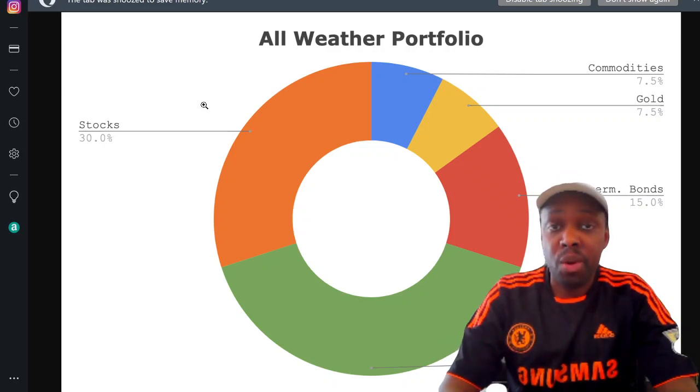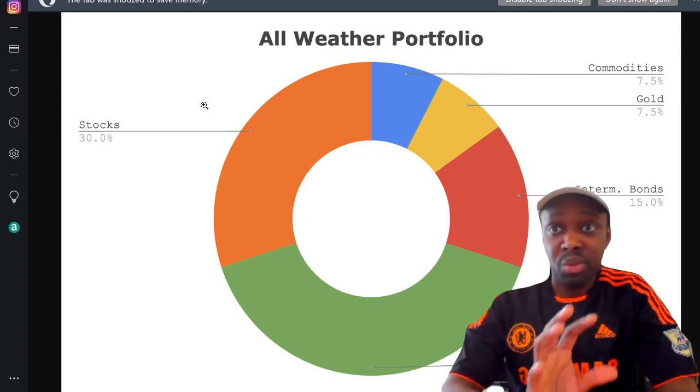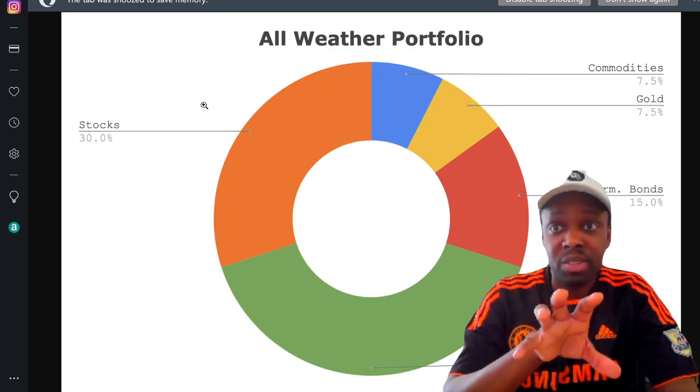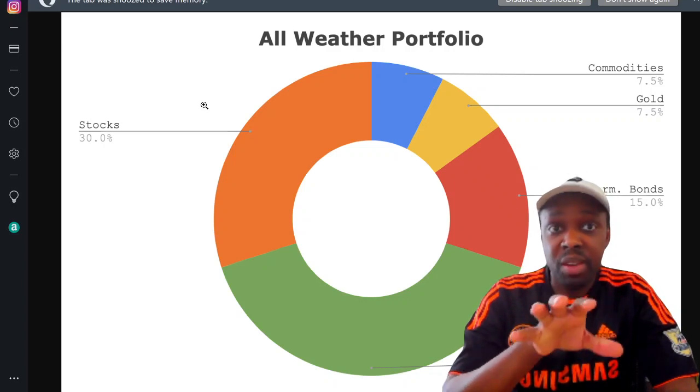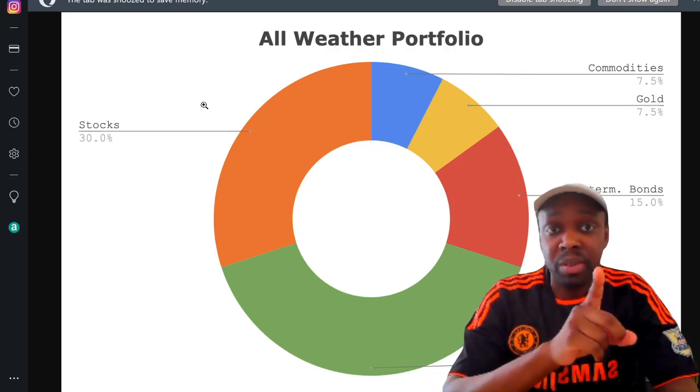So the all-weather fund is comprised of 30% stocks, right? 30% stocks, 40% long-term bonds, 15% intermediate bonds, 7.5% gold and 7.5% commodities. So what you do is you buy five ETFs, right? And the five ETFs are going to be rebalanced one time per year.